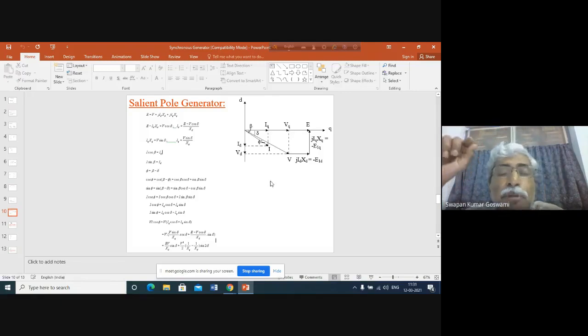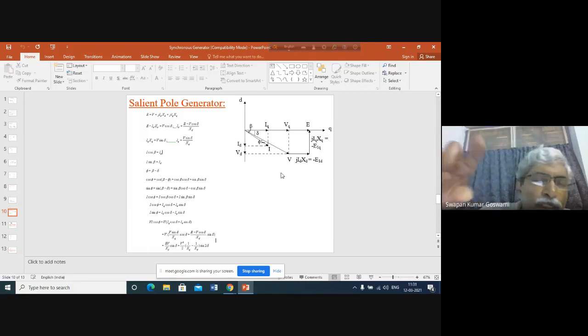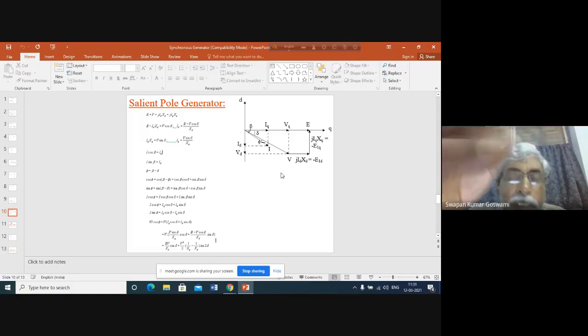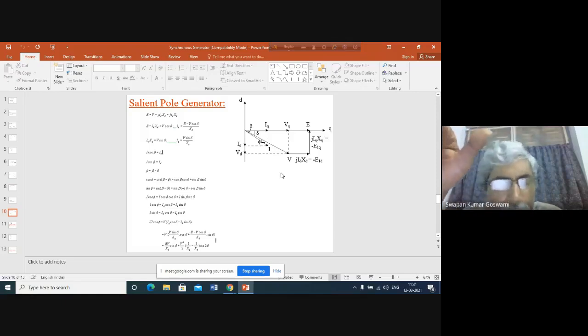But in a salient pole machine, what happens? The poles are projected poles. So at the pole axis, at the locations where the poles are, the air gap will be less. At the other locations, in between two poles, the air gap will be more. So at the positions of the poles there will be less air gap, and in between two poles the air gap will be more. This means these types of machines have non-uniform reluctance.